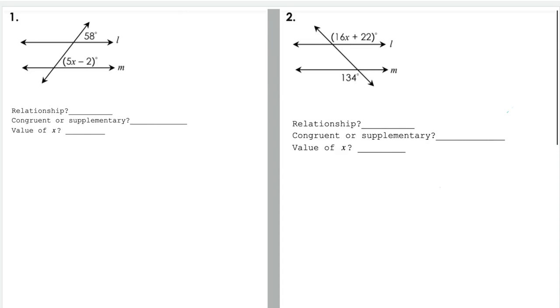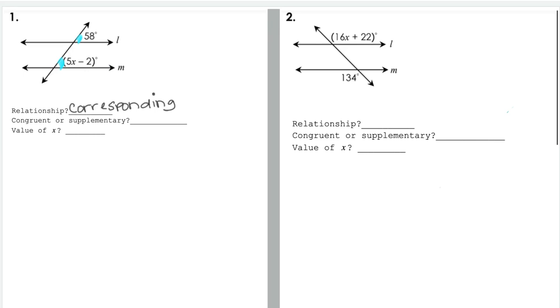So for our first example, I'm comparing angle 58 here to 5x minus 2. And the first thing I'm going to do is determine what their relationship is. So I can see that these are both on the right side of the transversal. And remember, the transversal is the line that cuts through the two parallel lines. So these are both on the right side. 58 is on top of parallel line L, and 5x minus 2 is on top of parallel line M, which means that these angles are on the same side in the same location, which makes them corresponding angles.